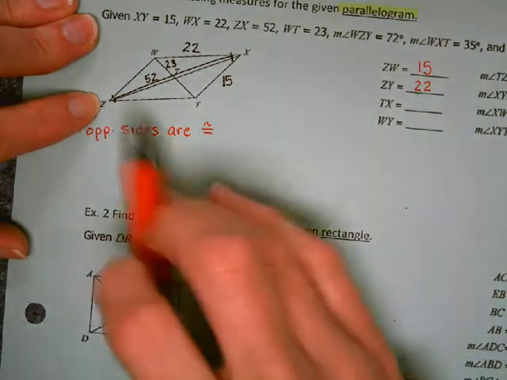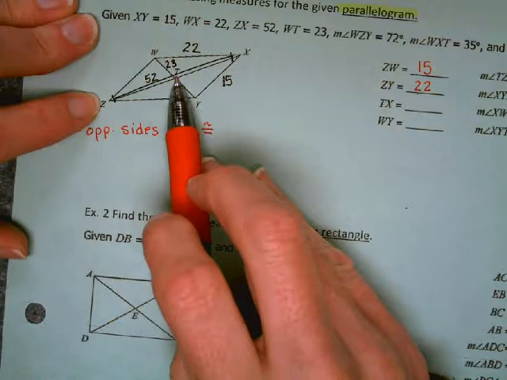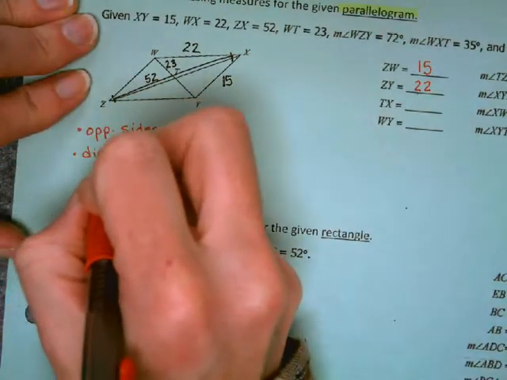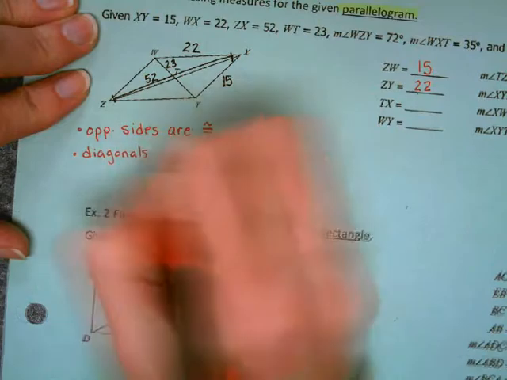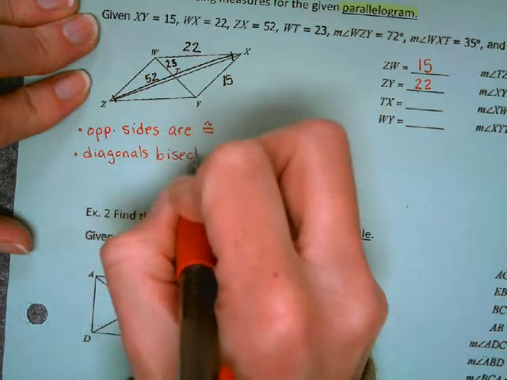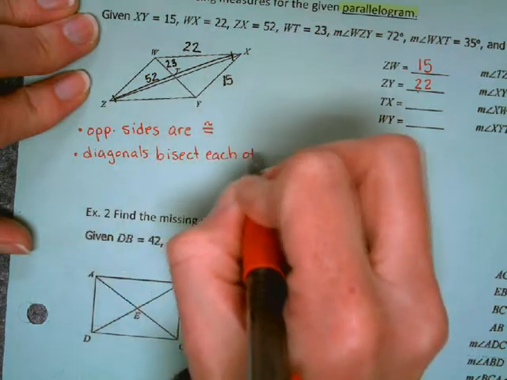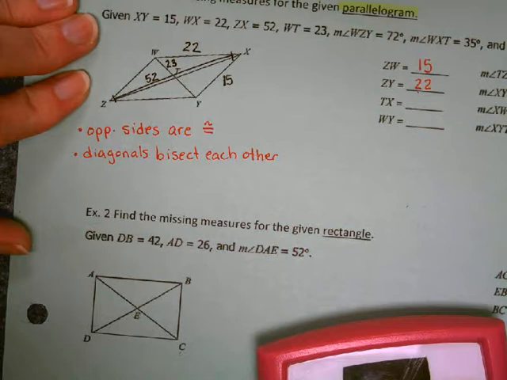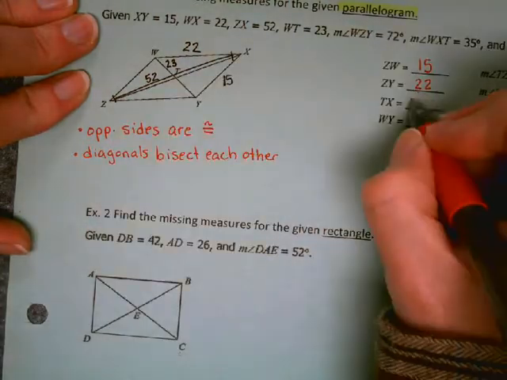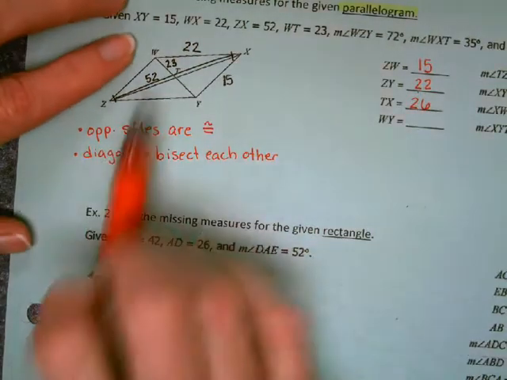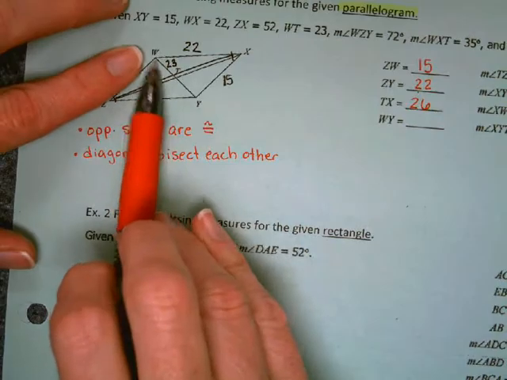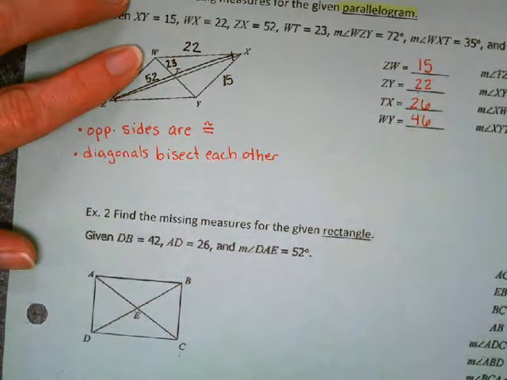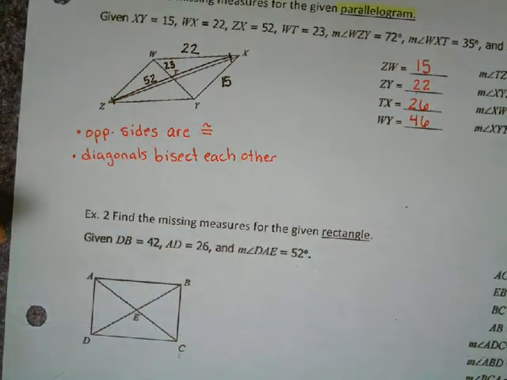TX, so that is just this part here. If the whole length is 52, it says diagonals bisect each other. So half of 52 is 26. Okay, so kind of the opposite idea, if WT is 23 and we want WY, we would just times that by 2. So this would be 46. Okay, so that's everything related to the segments. Now let's look at angles.